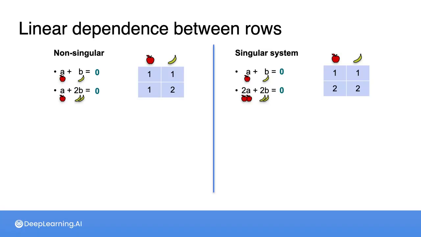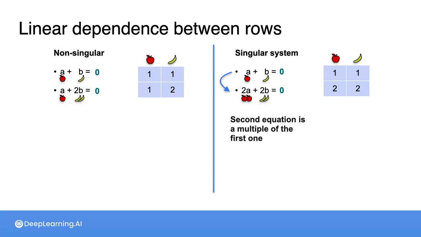Let's look back at the two systems of linear equations that you've seen so far with their corresponding matrices. And let's focus on the singular system on the right. The reason this system is singular is because the second equation is a multiple of the first one. In particular, it's 2 times the first one. That means if we take the left hand and the right hand and multiply everything by 2 in the first equation, you get the second equation.